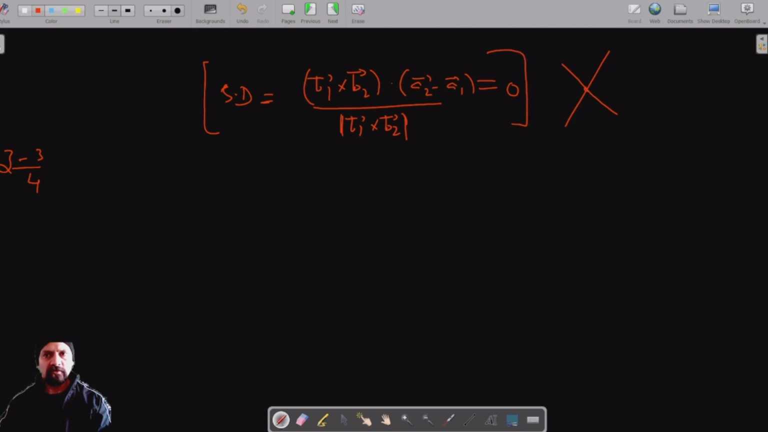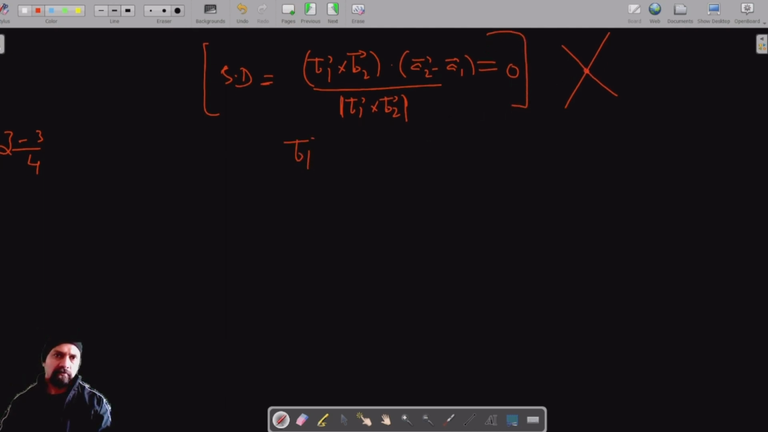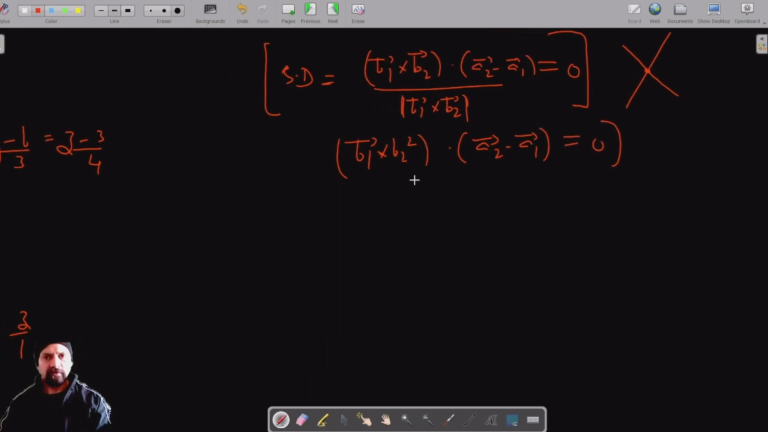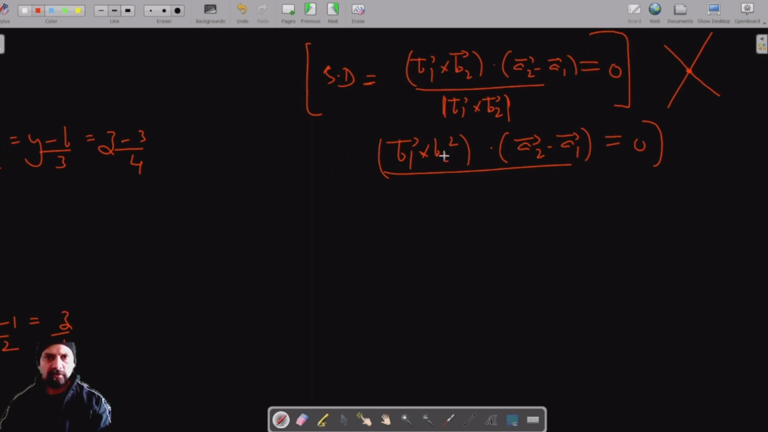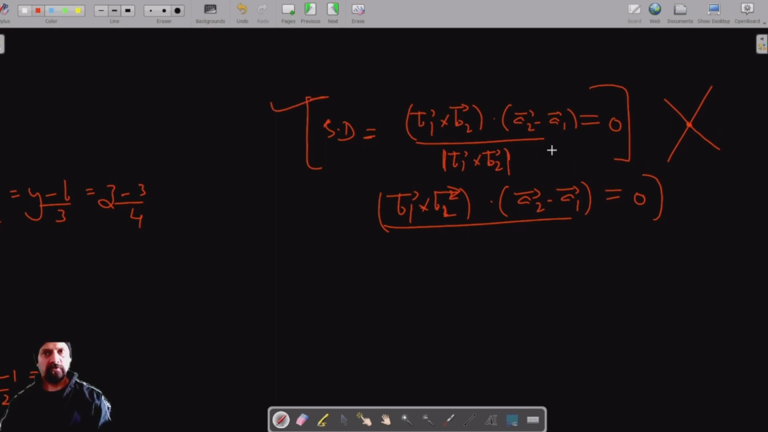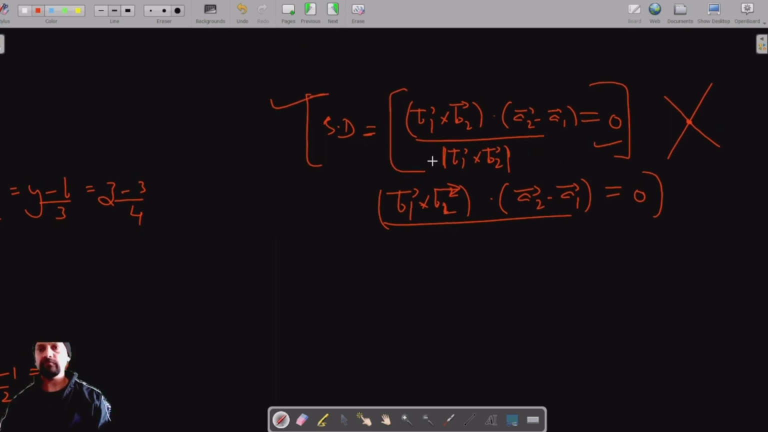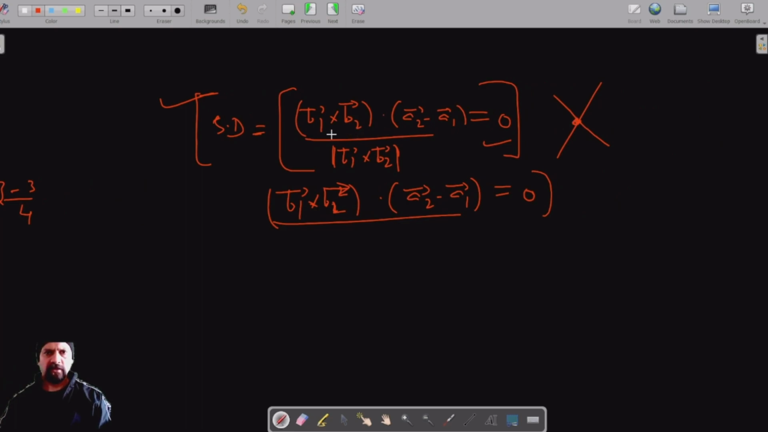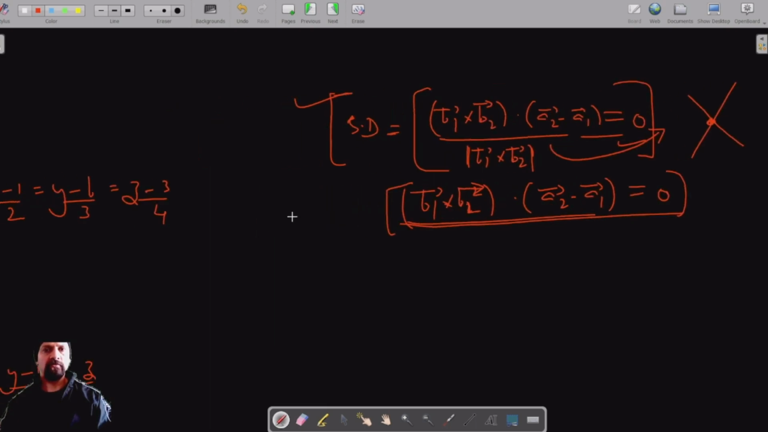And if this shortest distance is 0, that means b1 cross b2 dotted with a2 minus a1 should be equal to 0. So let's use this concept: b1 cross b2 dot a2 minus a1 is 0. We use this because the shortest distance between two lines is given by this formula, and if the lines are intersecting, the shortest distance is 0. So we are going to use this.